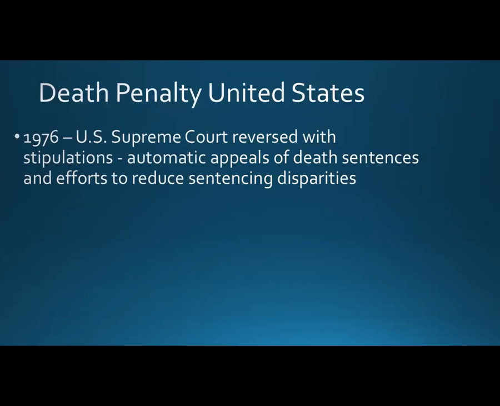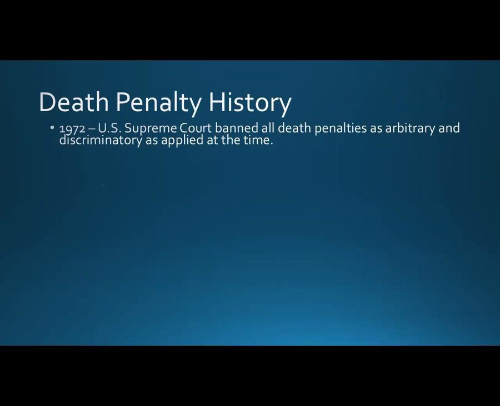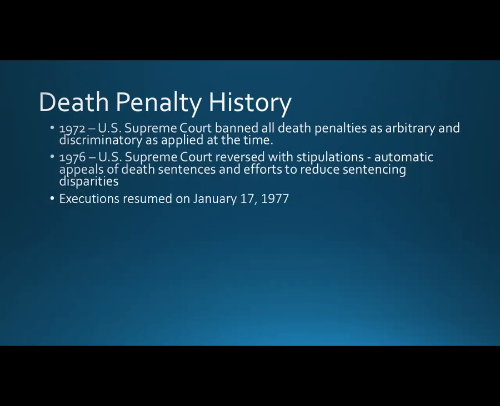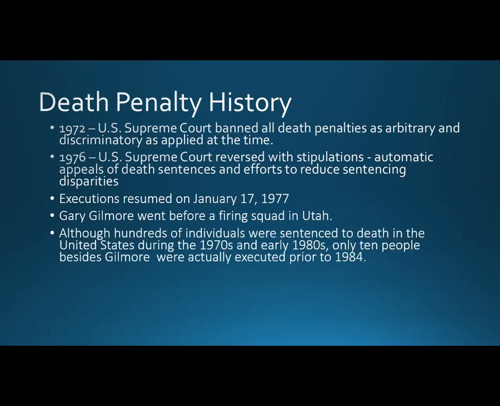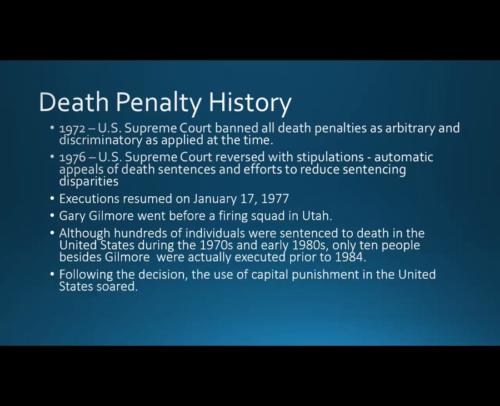So, again, 1976, death penalty came back. Executions resumed on January 17, 1977, and Gary Gilmore went before a firing squad in Utah. We'll talk about the different states and the different methods of execution in the next lecture. Between 1970 and 1980s, only 10 people were executed, but after that time, capital punishment soared, because just because Georgia had a state law doesn't mean the others had a state law. Each one of them that went to the U.S. had to abide by what the Supreme Court found.